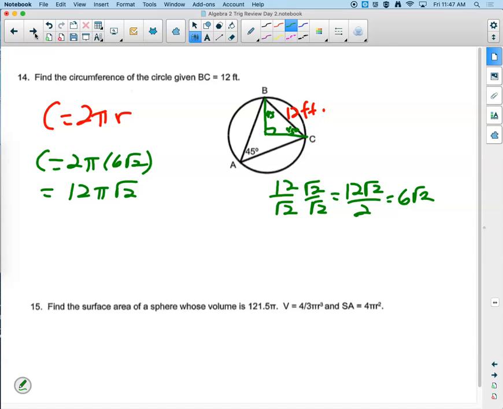16, graph paper. That one you won't be able to do without the graph paper. 18.